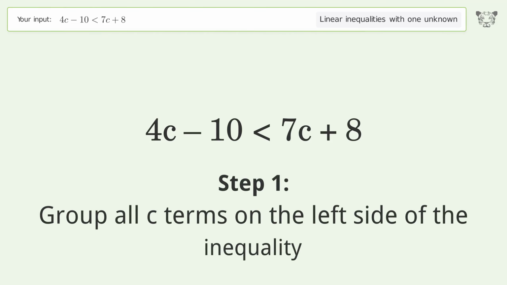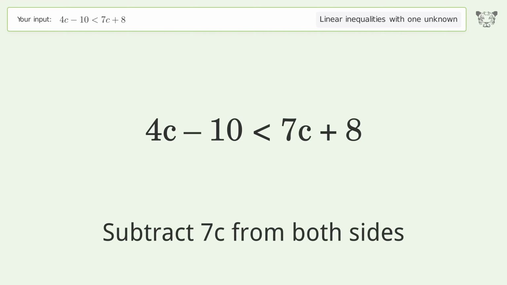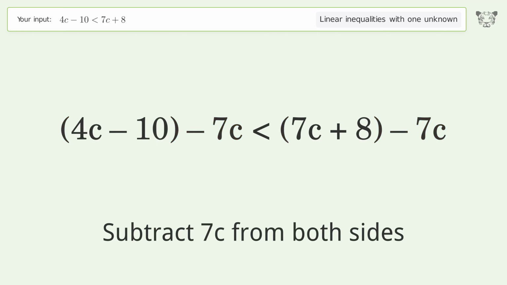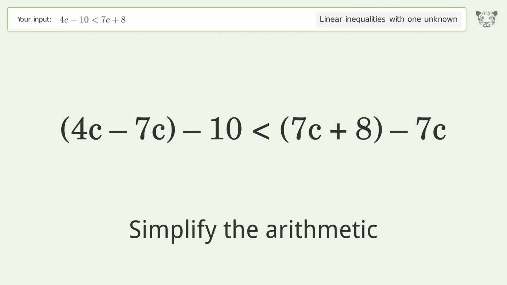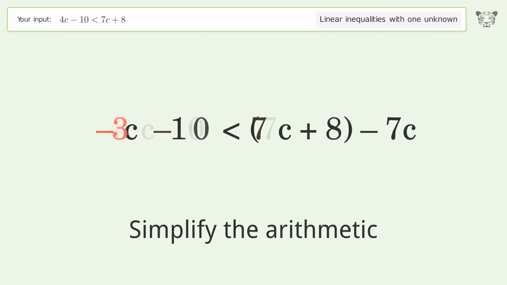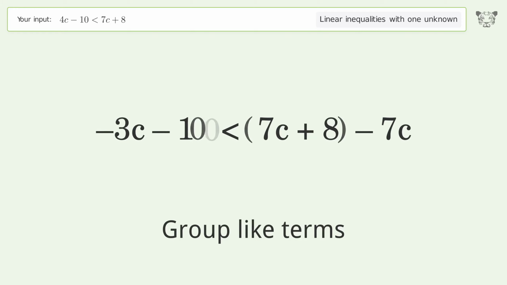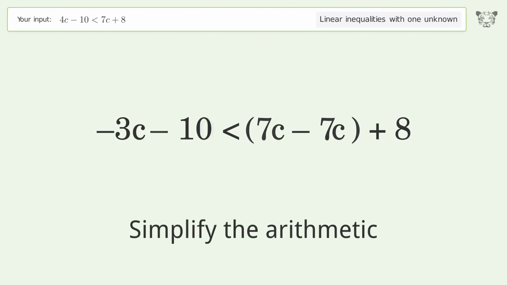Group all c terms on the left side of the inequality. Subtract 7c from both sides. Group like terms. Simplify the arithmetic. Group like terms. Simplify the arithmetic.